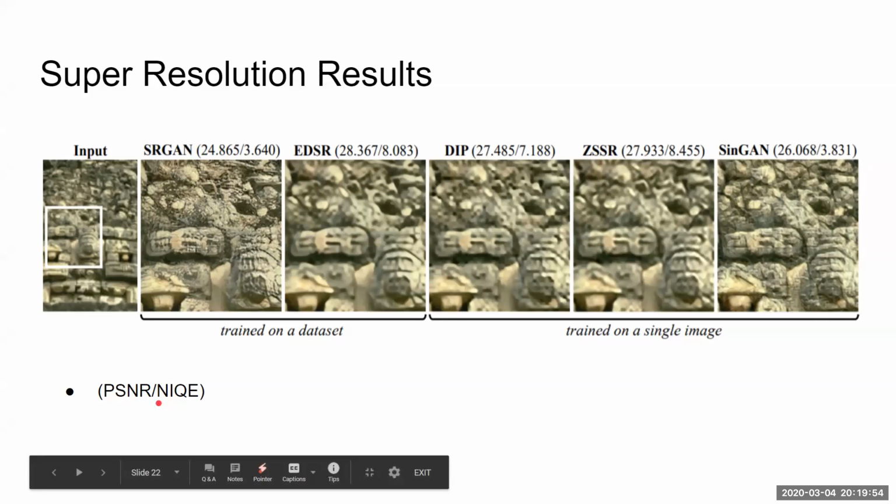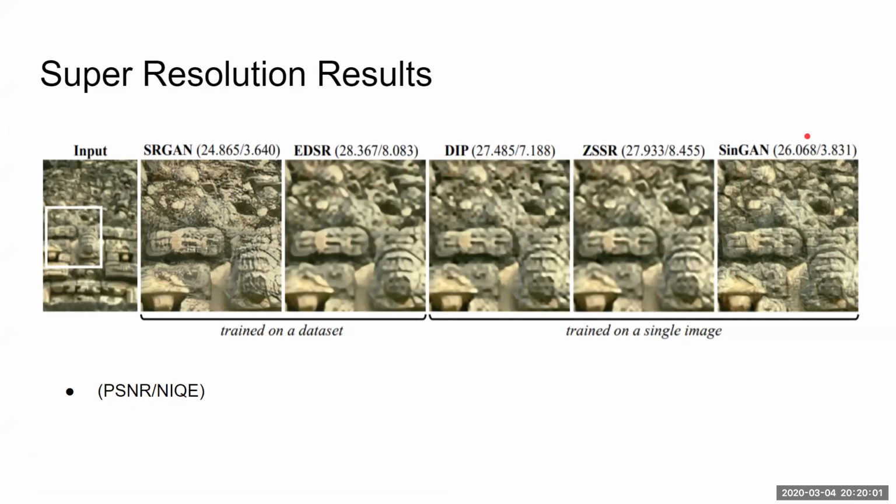As you can clearly see, the PSNR ratio for SinGAN is 26.068. So that is really good. It means that the patch that we want to super resolve from the input image is super resolved in a very good manner. So that's a good thing. Now you can see that it is on par with ZSSR and DIP.